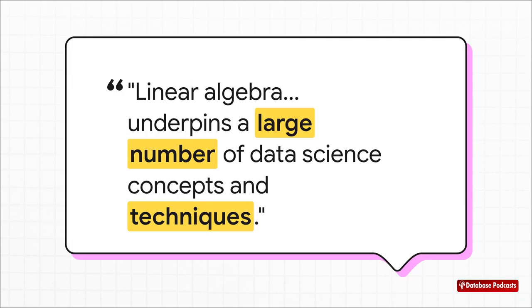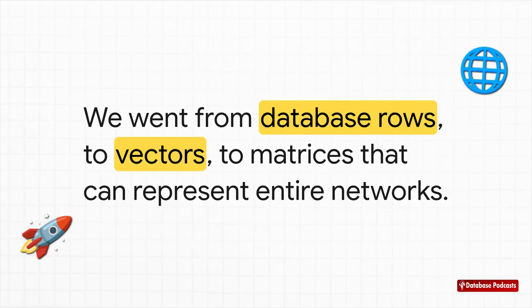And look, this is just one cool example. Representing networks is super powerful, but we're barely scratching the surface here. This stuff, linear algebra, it's the engine running under the hood for tons of data science techniques, from the recommendation systems you use every day to machine learning. So let's just do a quick recap of the journey we just took. We started with something we all know, a database row. We turned it into a vector. Then we scaled that up to a matrix to hold the whole table. And we even saw how that matrix can map out an entire network of relationships.